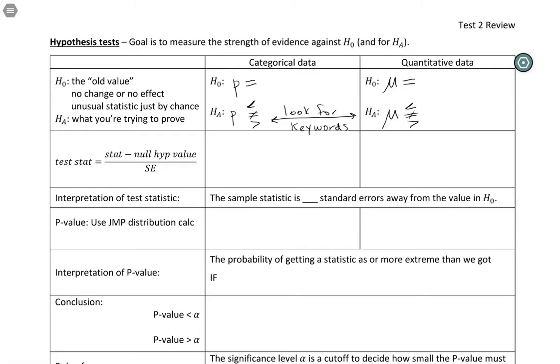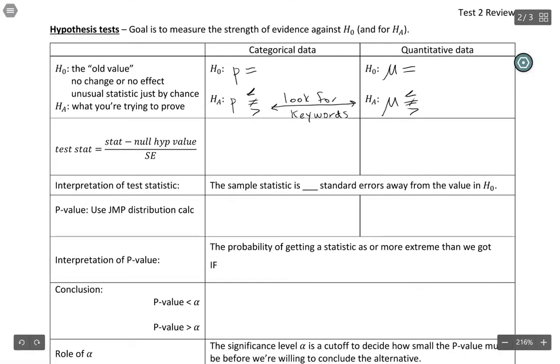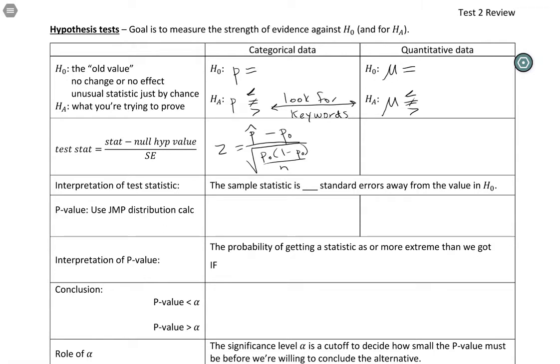Okay, test statistics, kind of like confidence intervals, they have this general form. So let's fill it in for categorical data first. So for categorical data, the test statistic is called Z, and our statistic is the sample proportion. We write that as p hat. The null hypothesis value, I'm going to put a little 0 next to it so you know that that's the number that comes from the null. And then I'm going to fill in the formula for the standard error. I'm going to put little zeros here too, just to remind you that the proportion that you're using is the one from the null hypothesis.